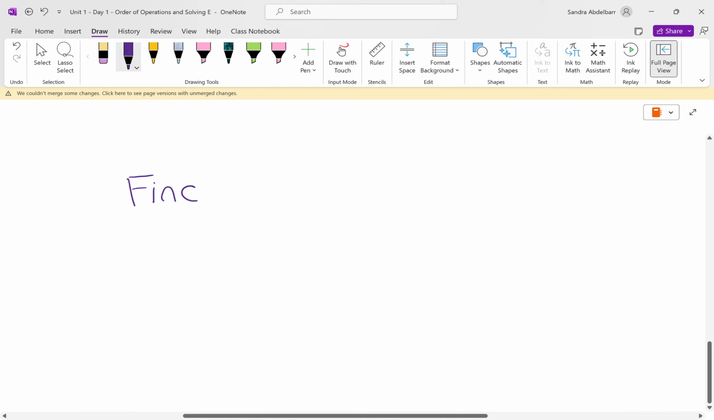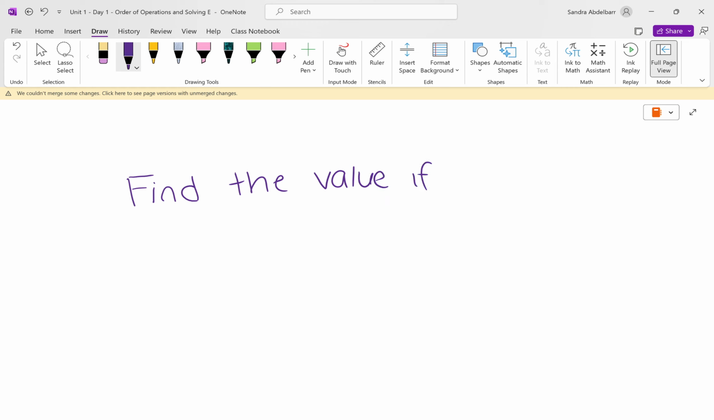So now what we're going to do is we're going to just step it up just a little bit. We're still like in pre-algebra phase, if we're being honest. Find the value if W equals 3, P equals -2, and M equals 4.